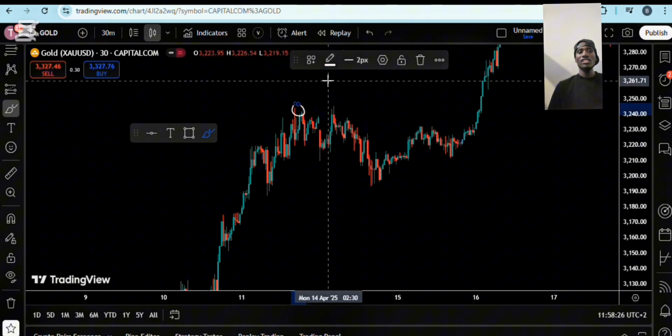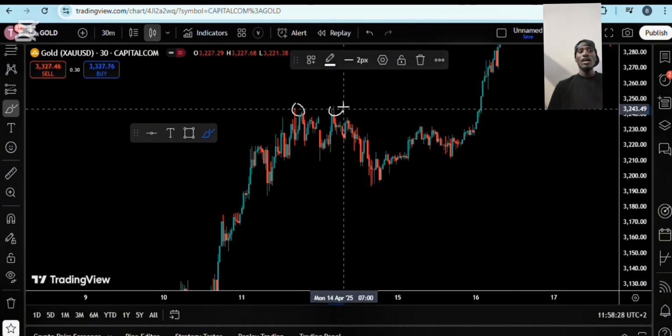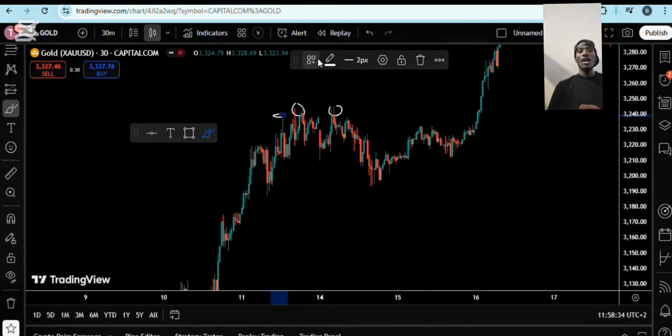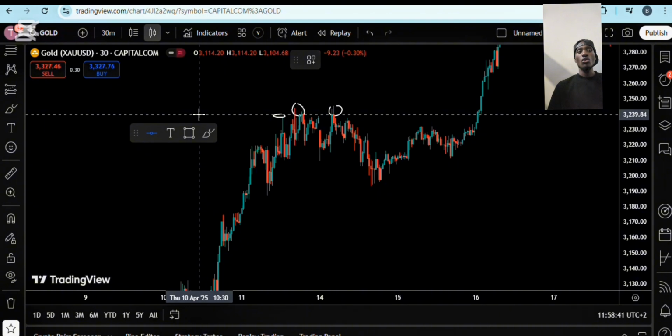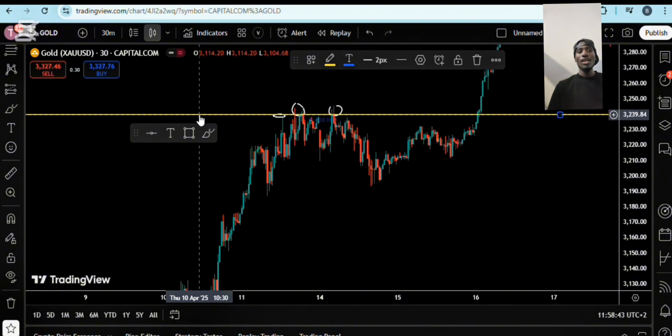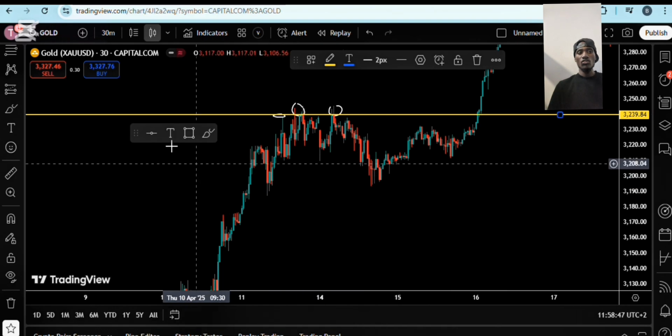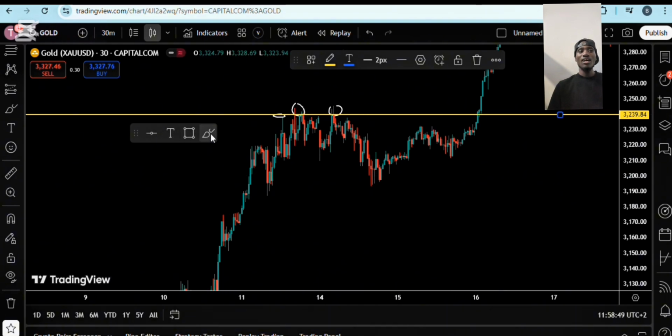Sorry, let me just change the font to white again. And I've got also these areas. So once you mark the areas, you then connect the dots, right? You connect the dots and you draw a line just like that. You draw a line connecting all the dots, and that is our resistance.